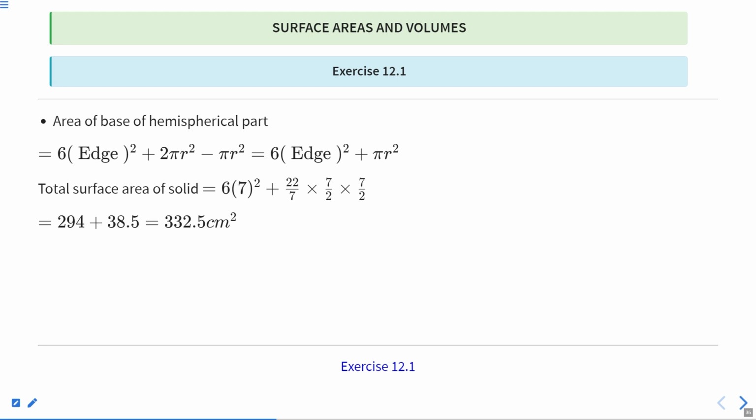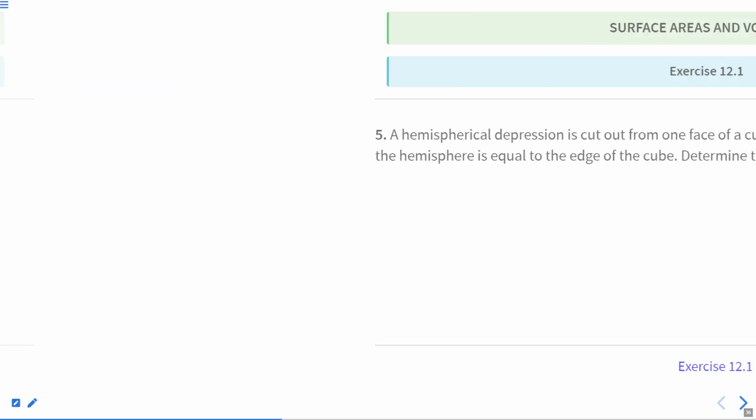Okay, and this is equal to 294 plus 38.5, which is equal to 332.5 centimeter square. So the total surface area of this solid is equal to 332.5 centimeter square. Okay, and now let us move to the next question.